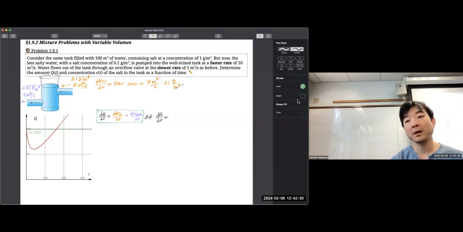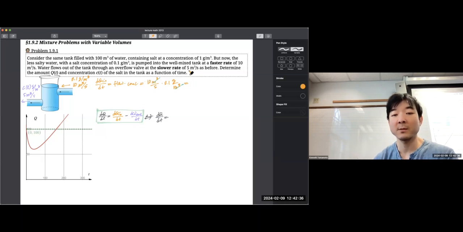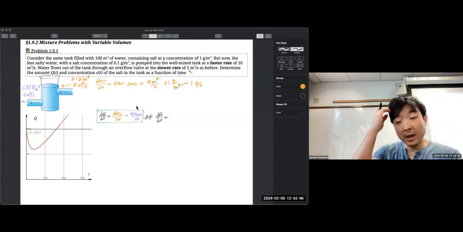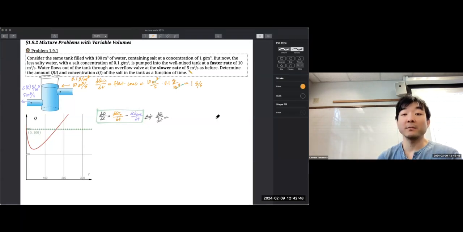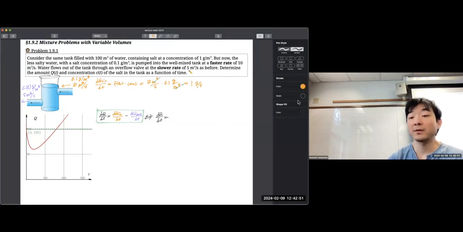So you get the thing we got before, which is like 1. Well, no, this won't be what we got before, because before it was not 10, but 5, but this will just become 1 gram per second. So if you're pumping in 10 cubic meters per second at a concentration of 0.1 grams per meter cubed, then you're pumping in 1 gram per second of salt.